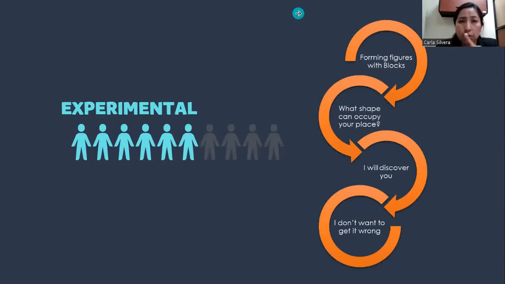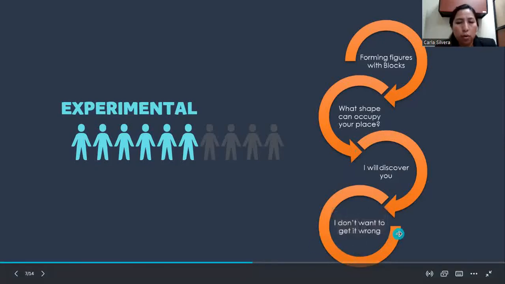The first stage is called forming figures with blocks, which invites students to analyze the shapes or the areas of the shapes using a platform. The second stage is what shape can occupy your place. In this stage, students determine what they need to find the areas proposed for different polygons, regular or irregular. In the third one, I will discover you, the students apply the previous knowledge when they identify the areas and find the formulas that they need to apply. And finally, I don't get it wrong, is when the students analyze the results.